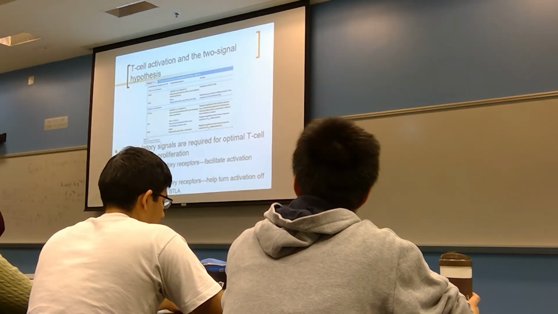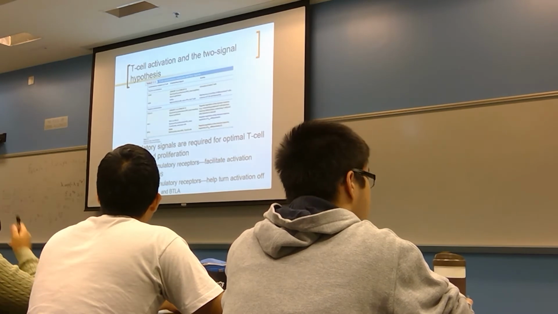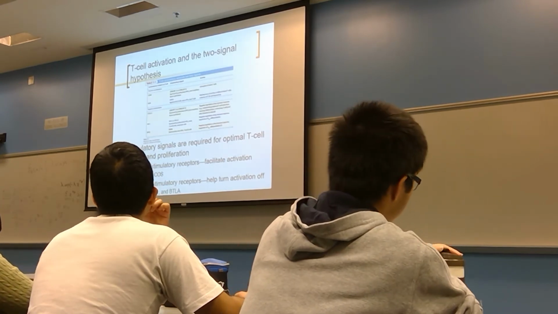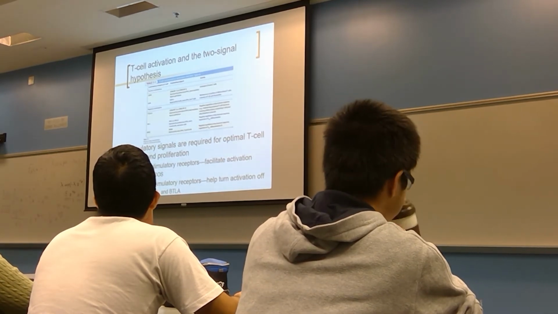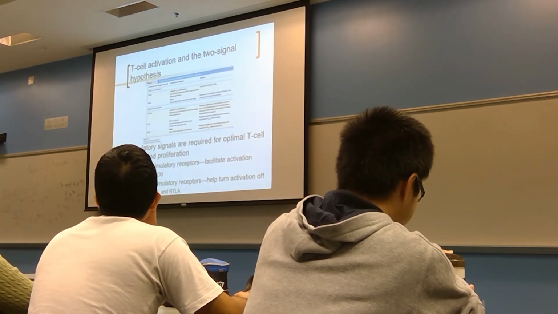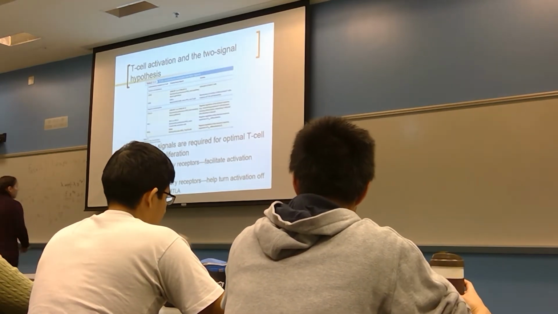Who's producing IL-2? The T cell. If it's a T helper, the T cell. If it's a T cytotoxic, it's probably a little bit of itself and more so from the T helper cell. Yes, an autocrine. It's on itself. What is CTLA4?